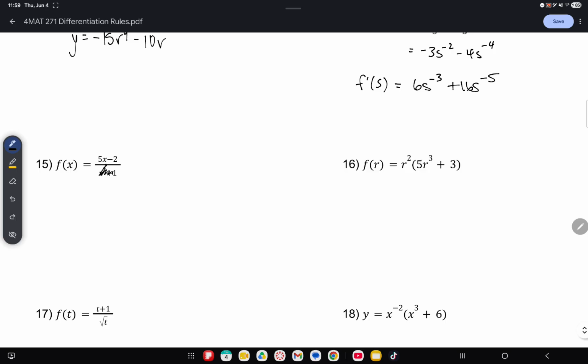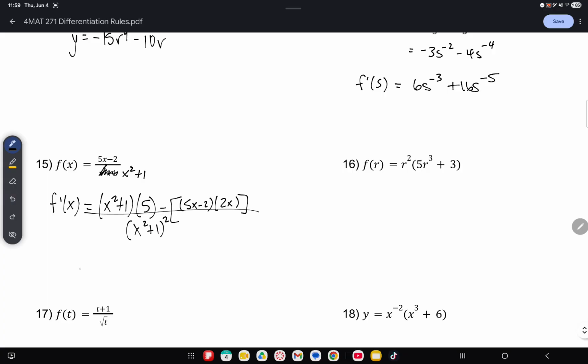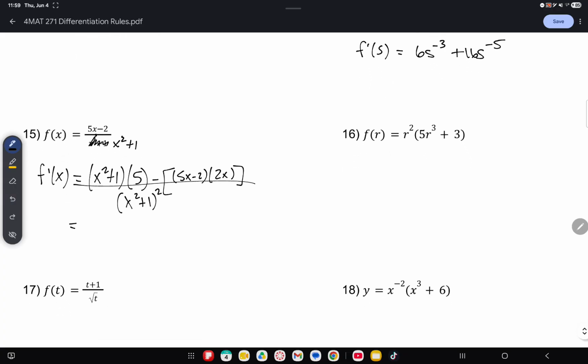Let me rewrite that one. Let's make that x squared plus 1. Okay? I think that sounds better. So, quotient rule here. Let's make that low times the derivative of the top minus the top times the derivative of the bottom all over the bottom squared. And then we'll see if we can simplify anything further.